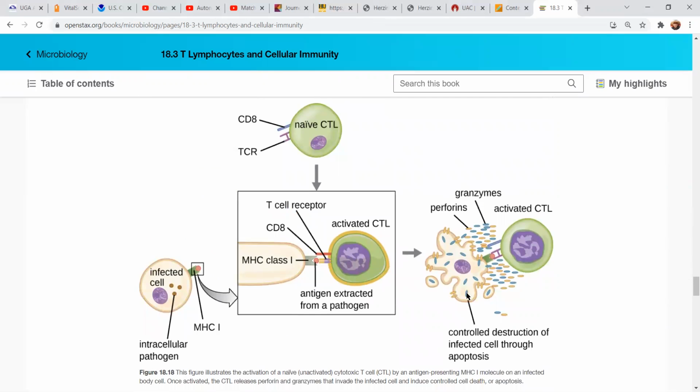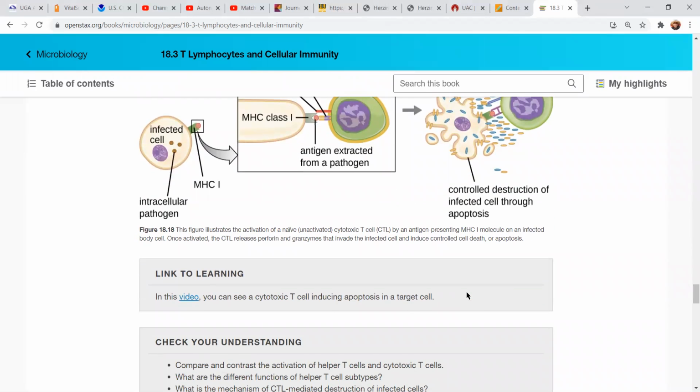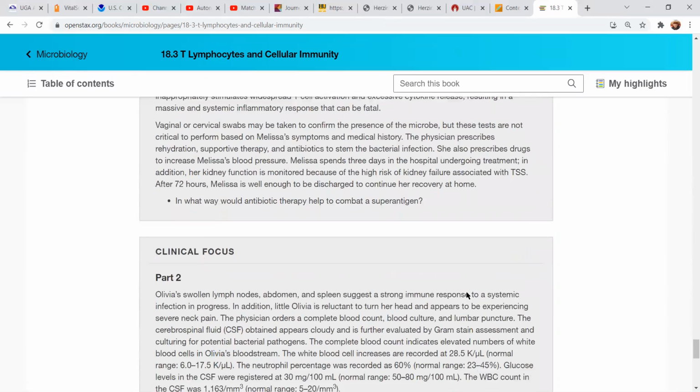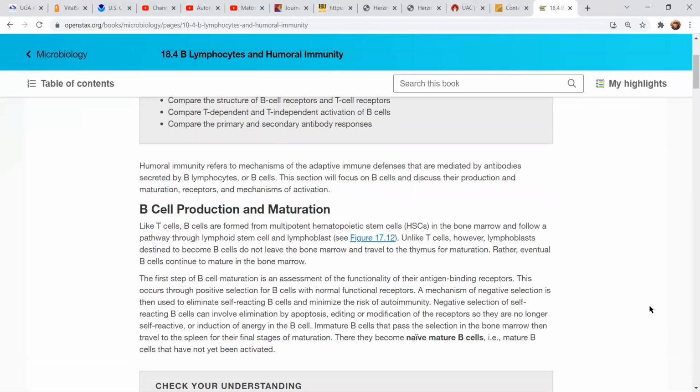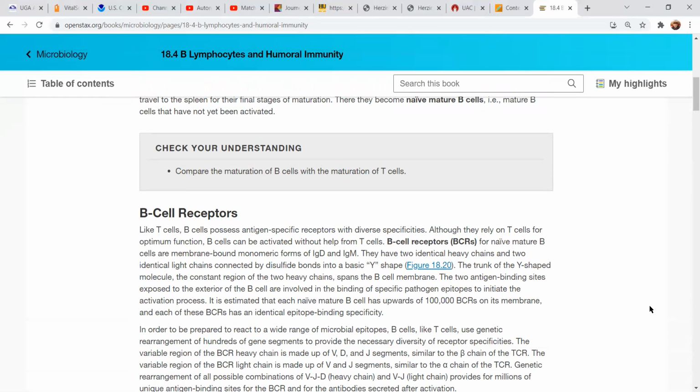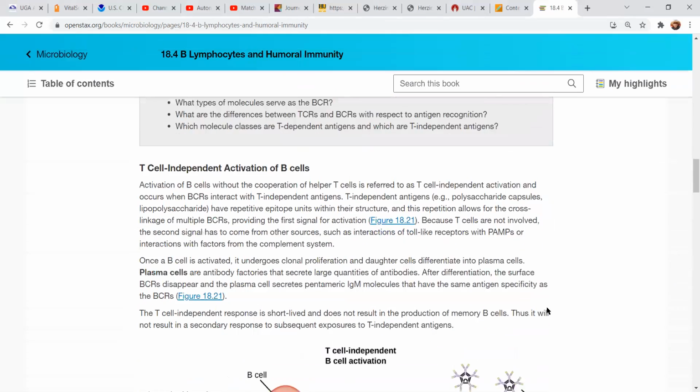So the rest of this section just kind of goes through a little bit more detail about the T cells. So I'm going to skip through that and jump over here to our B cells. B cells participate in antibody-mediated or humoral immunity. B cells are going to have antigen-specific receptors on them. They do rely on T cells to become activated, but they can become activated on their own. But we really need that double arm of the B cells and the T cells to produce a proper immune response.